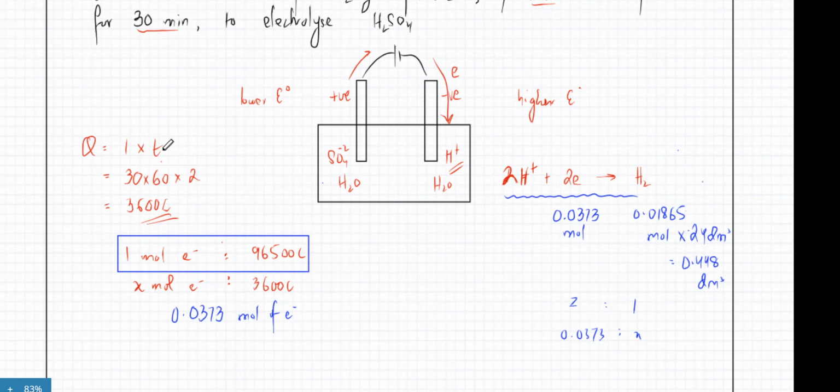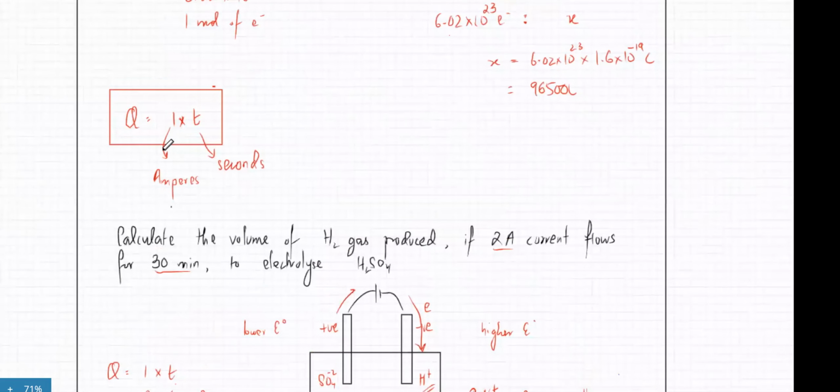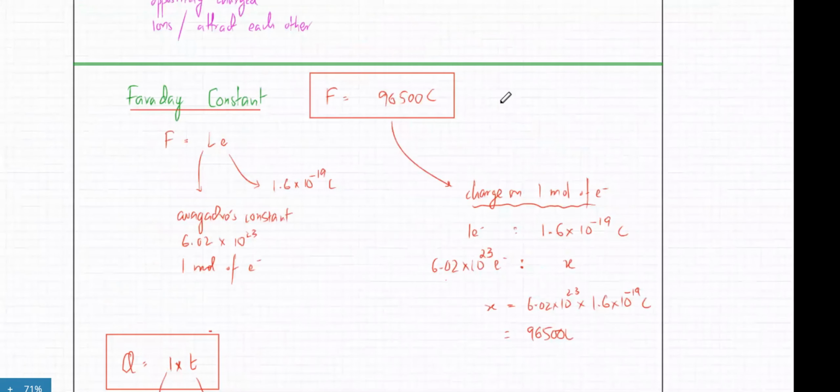So that's about it, just a brief idea. Most of the questions are going to be very simple. Just remember Q equals IT, and that the charge on 1 mole of electrons is 96,500 coulombs. So you can convert charge to moles, or moles to charge, whatever is required. Is this clear?